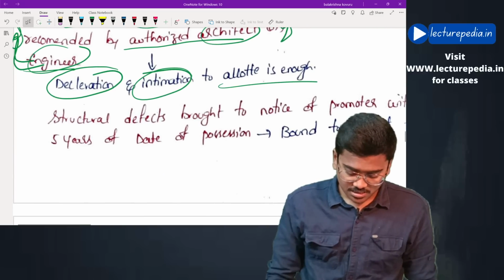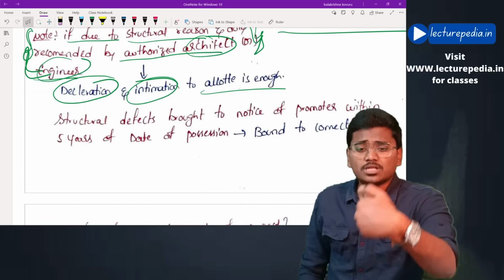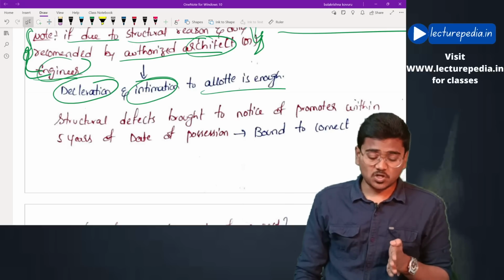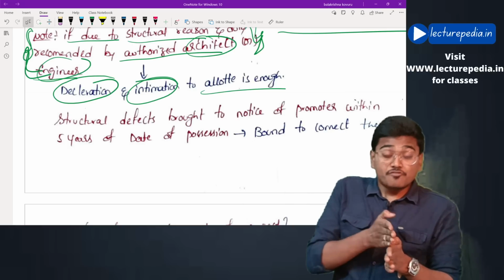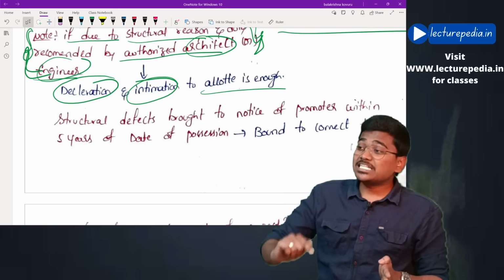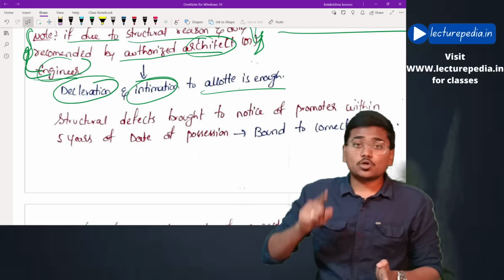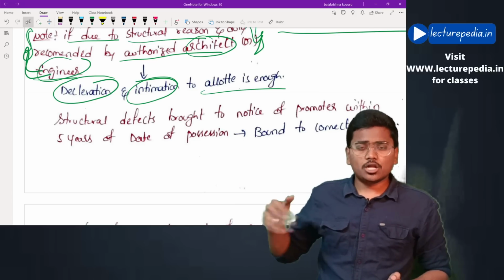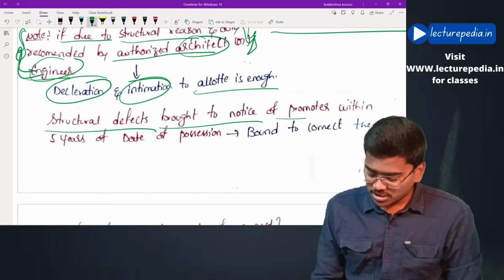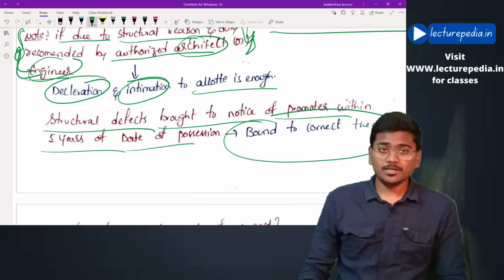Next, now you have constructed the project and you have handed over the project to the allottees. From the date of possession by the allottee, within 5 years, if at all any defects are brought to the notice of the promoter by the allottee, then there is an obligation on the promoter to correct those defects in the building or apartment. Hope this is clear. See, structural defects brought to the notice of the promoter within 5 years of the date of possession, the promoter is bound to correct them.